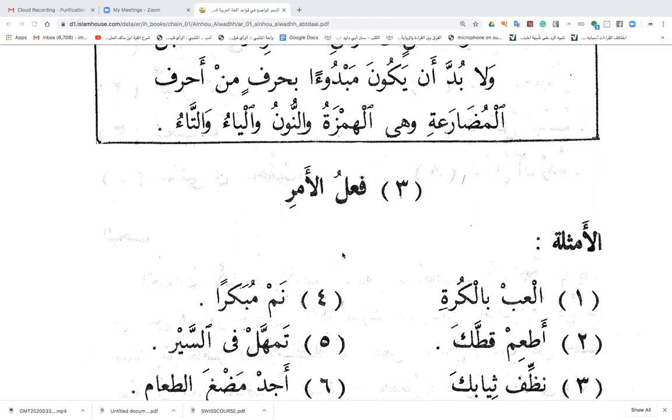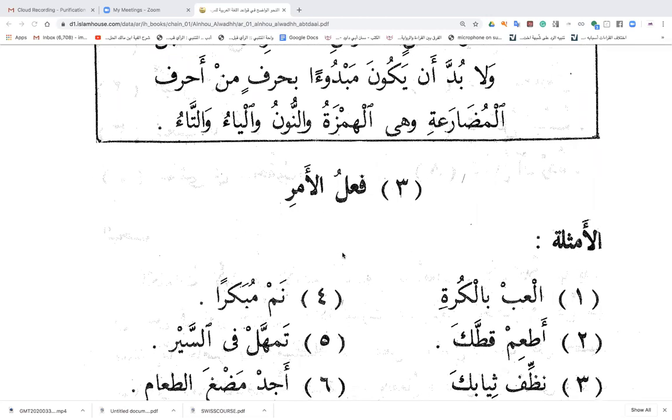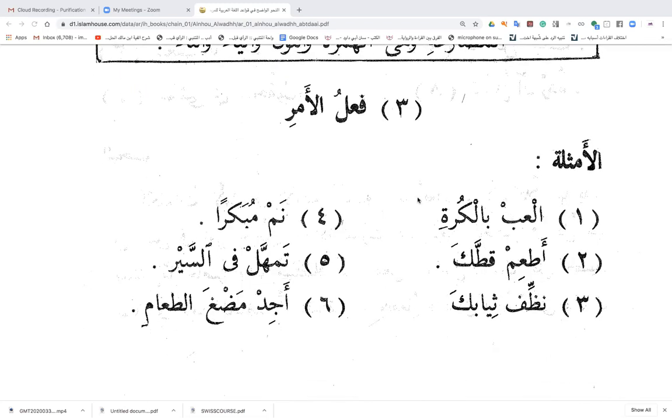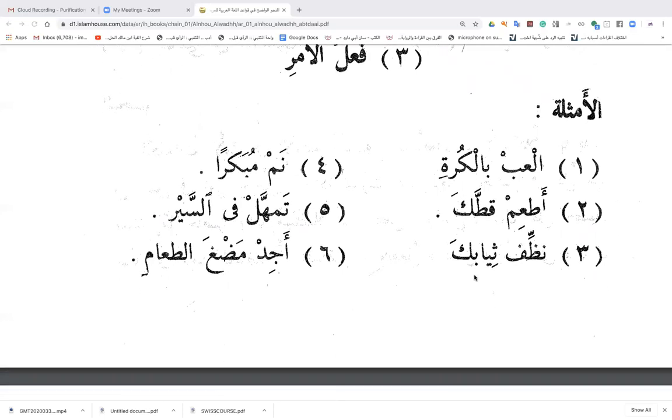The last verb out of the three, there's only three types of verbs, فعل الأمر. الأمثلة, he says, العب بالكرة. Play with the ball. أطعم قطتك. Feed your cat. نظف ثيابك. Clean your clothes. نم مبكرا. Sleep early.